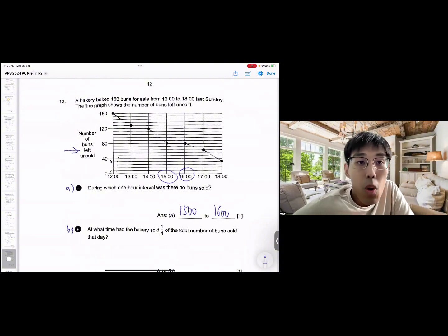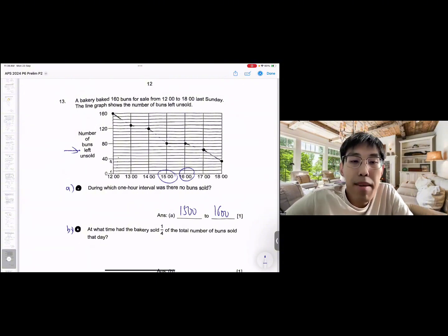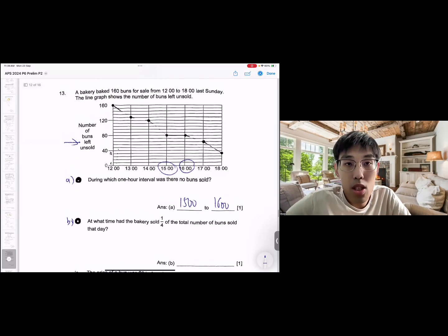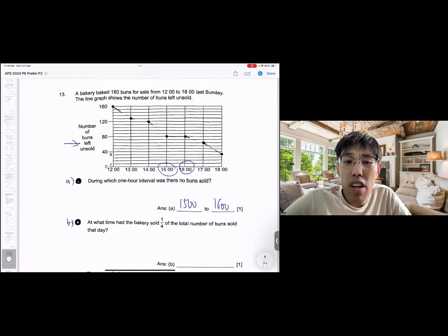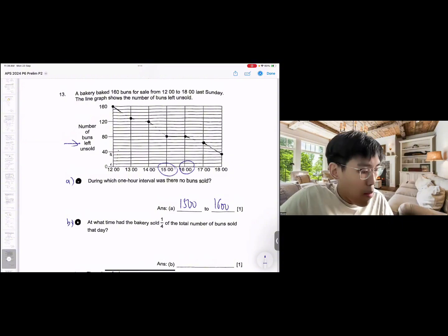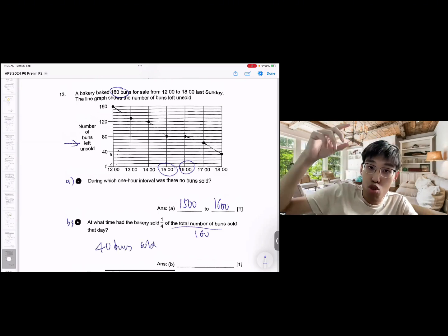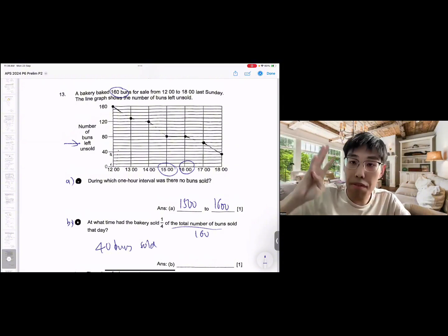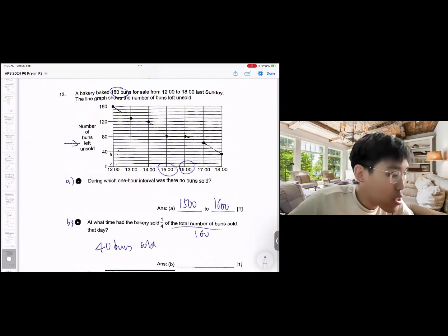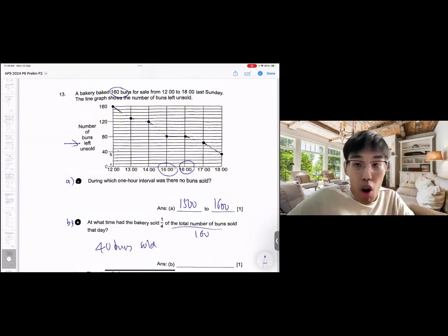Okay. At what time had the bakery sold 1/4 of the total number of buns sold that day? So we need to go back and find 1/4 of the total number. What's my total number? Did the question mention? Yes, 160. So that means I'm looking for 40 buns sold. That is what I'm looking for. That means there will be a drop of 40. That's the idea. Let's look at the graph. Where did it drop by 40?